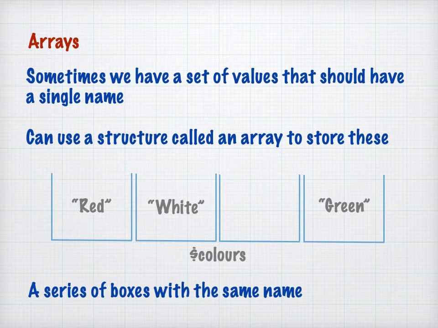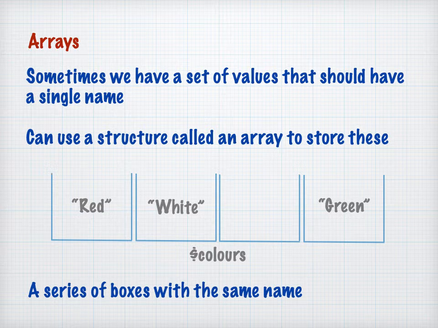So $colors is an array, and it's got 4 boxes, 4 values. The value in the first box is red, the value in the second box is white, the third box doesn't have anything inside it, and the fourth box has a value of green. Those are strings, so I've indicated that by putting quotes around them. All 4 of these boxes are bundled together into this structure called an array with a single name, colors.